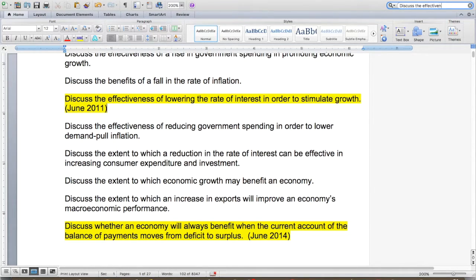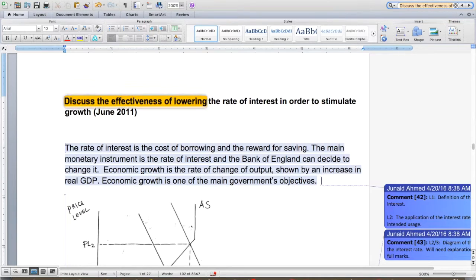So let me jump to, all right, I'm going to jump to this essay. Discuss the effectiveness of lowering the rate of interest in order to stimulate growth, June 2011.